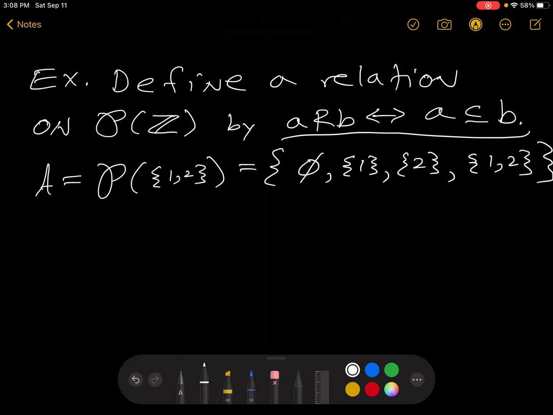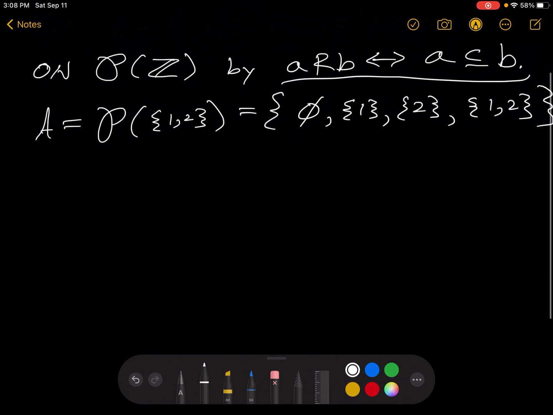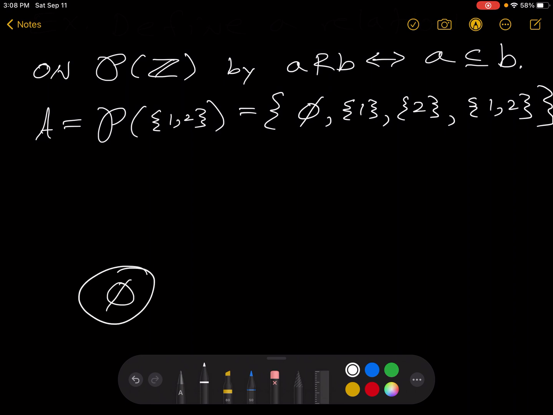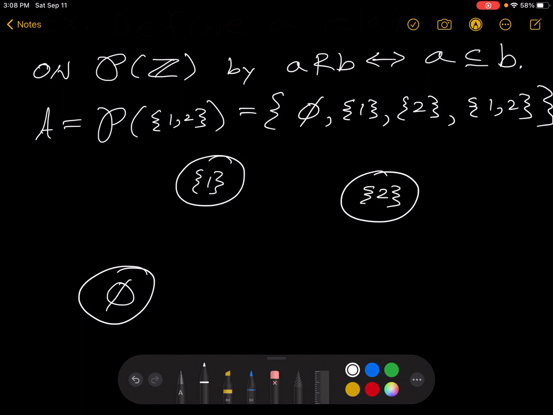Now, graphically, we would have 4 vertices, four points. We'd have a point for the empty set. We'd have a point for the set containing just 1. We'd have the set containing 2, and the set containing 1 and 2.